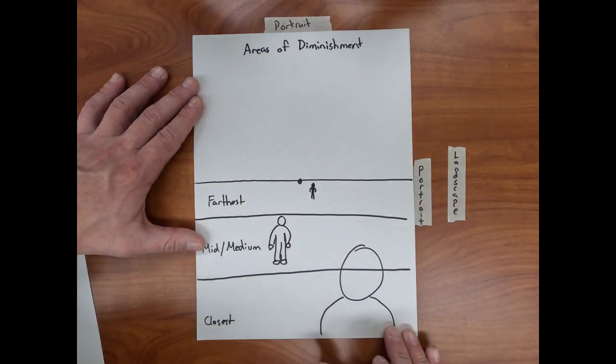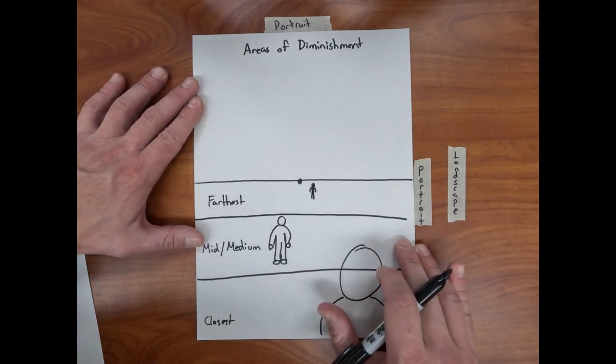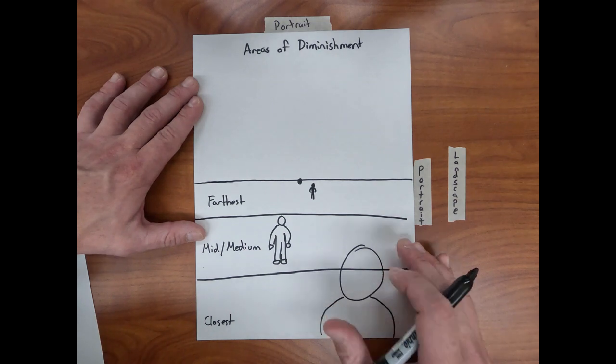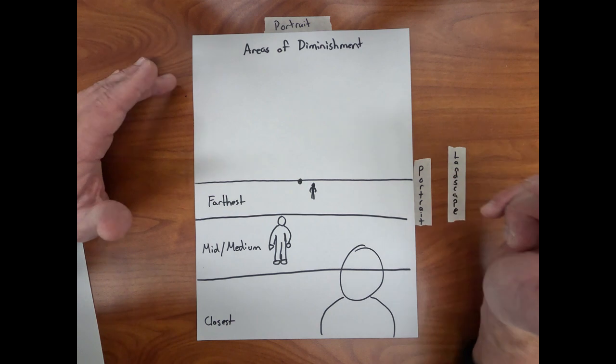So things that are closest are going to have the most detail. Things in the medium or mid-range are going to be less detailed, but still seeing detail. And the farthest is just going to be basic shapes.